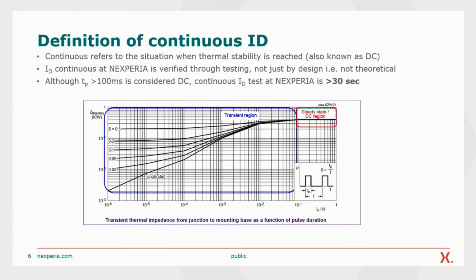What we do at Nexperia, as mentioned by Stephen, is that we do actually do the testing. Now, it is perhaps sufficient to test to 1 millisecond, because that would be a genuine steady state. At Nexperia, we test above 30 seconds. So the current ratings that we have are tested and verified in the lab.